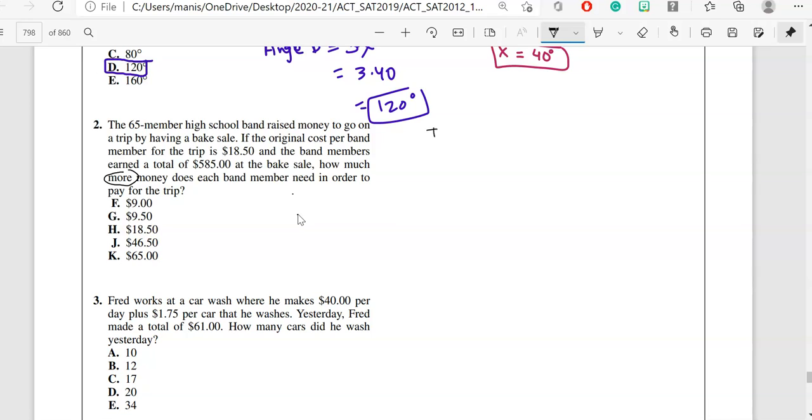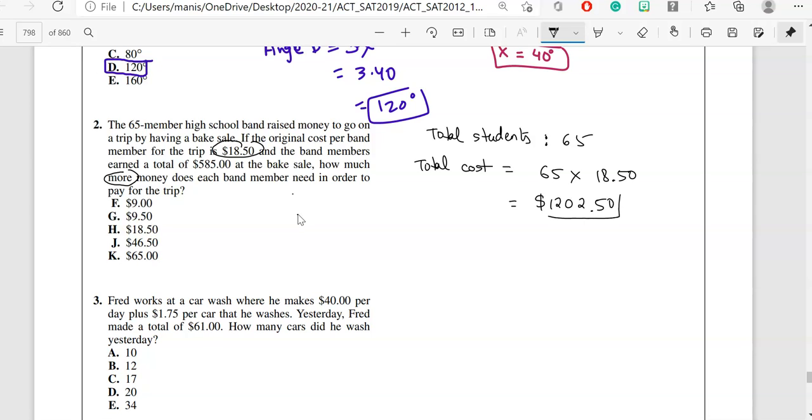So now the total number of students over here are what, 65. So let's take an example. They have no money. They are just paying all the money from the pocket. You know, each student is paying $18.50. So total cost will be what? Total cost of going on the field trip will be 65 times $18.50. Okay, so when you use your calculator, it will give you the answer what? 1202.50. This means if they do not have the bake sale, they will end up paying this much money from the pocket.